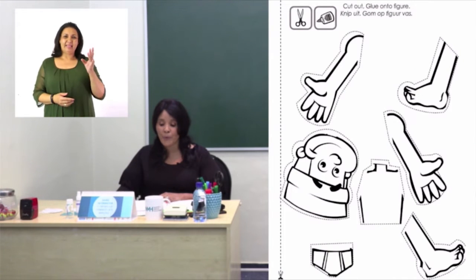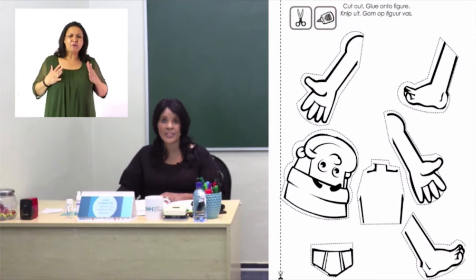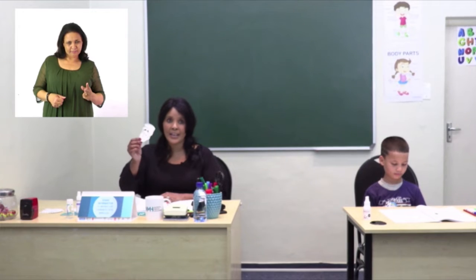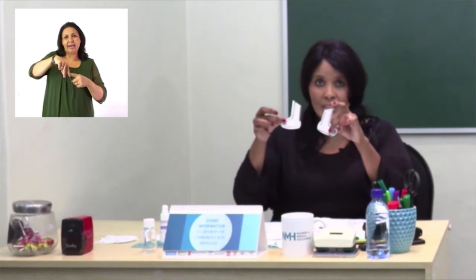You will see the different body parts of the boy. Can you see the different parts? Now you take your scissor and you cut on the dotted lines. Cut on the dotted lines. You can cut out the head like I've done here. I've cut out the head. Then you cut out the body like I've done here, the body. And the arms, you cut out the arms. And the legs, you cut out the legs like I've done here. And the pants for the boy.